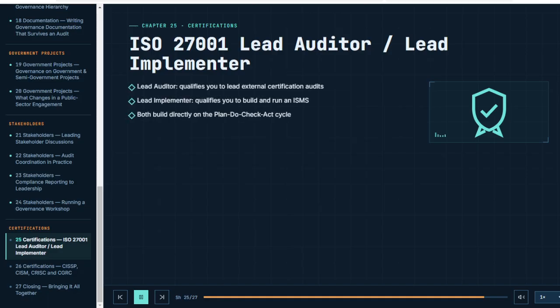The lead auditor certification qualifies you to lead external certification audits, while lead implementer qualifies you to build and run an ISMS from the ground up. Both are built directly on the Plan Do Check Act cycle at the heart of ISO 27001. In summary, lead auditor qualifies you to lead external certification audits, lead implementer qualifies you to build and run an ISMS, both build directly on the Plan Do Check Act cycle.